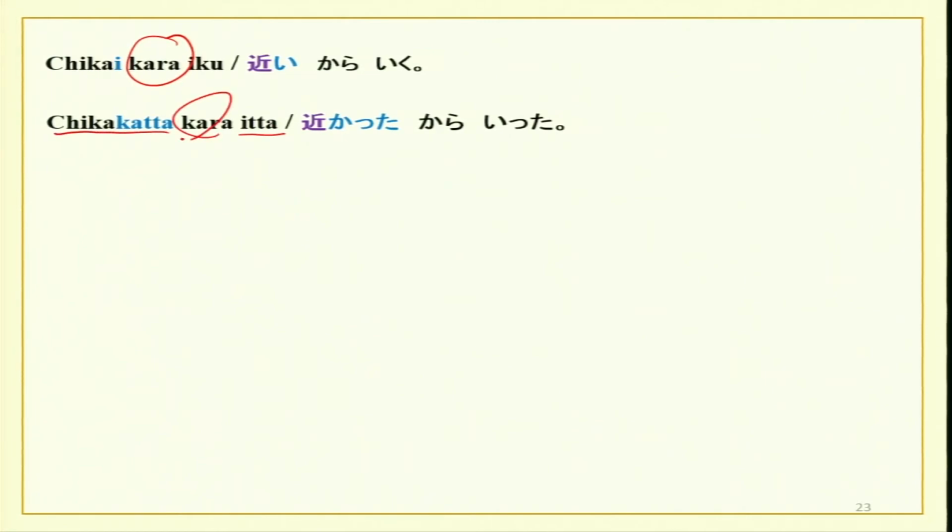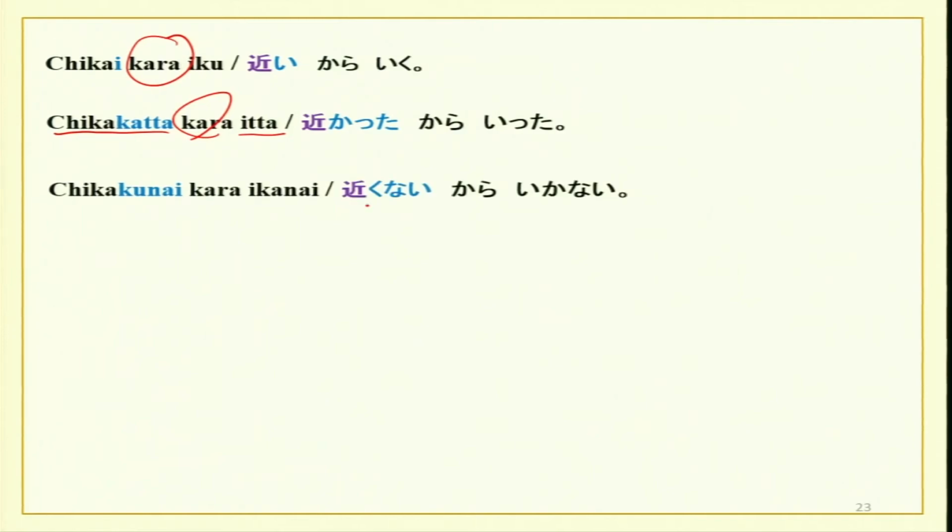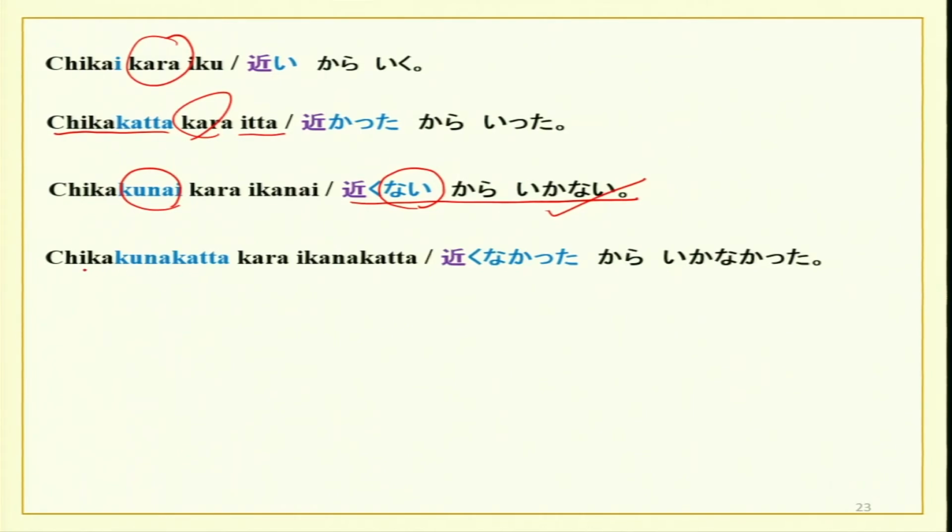So, again kara over here. Then chikaku nai kara ikanai. Chikaku nai. Chikaku arimasen. Watashi wa ikimasen. Chikaku nai kara ikimasen, or chikaku nai kara ikanai. Then chikaku nakatta kara, because it was not close by, I did not go. Chikaku nakatta kara, again reason, ikanakatta. So, you can go over this, make different sentences and see how it is done and what it means.